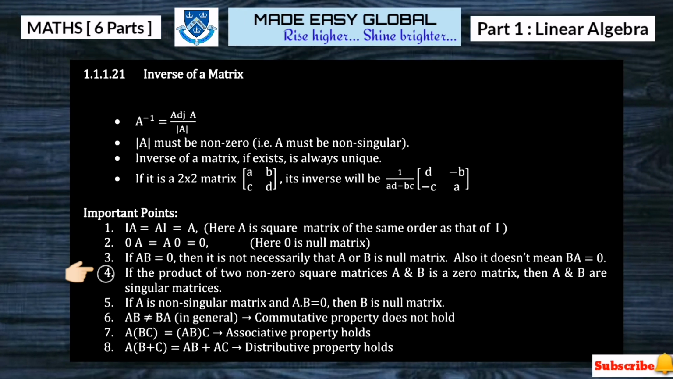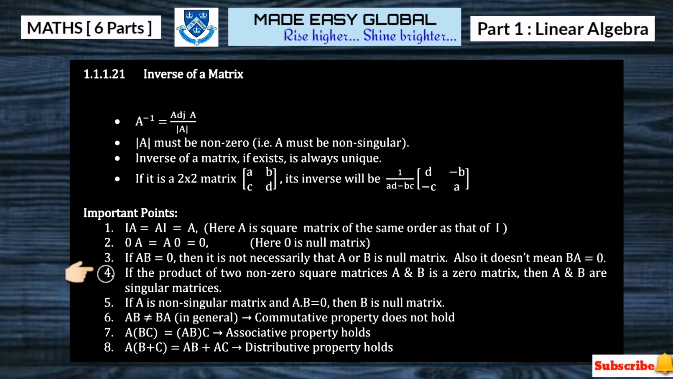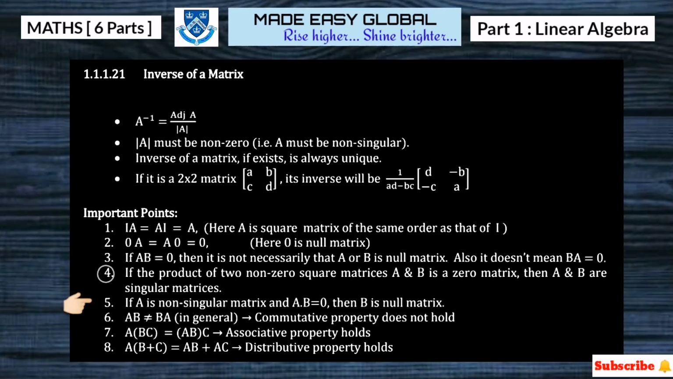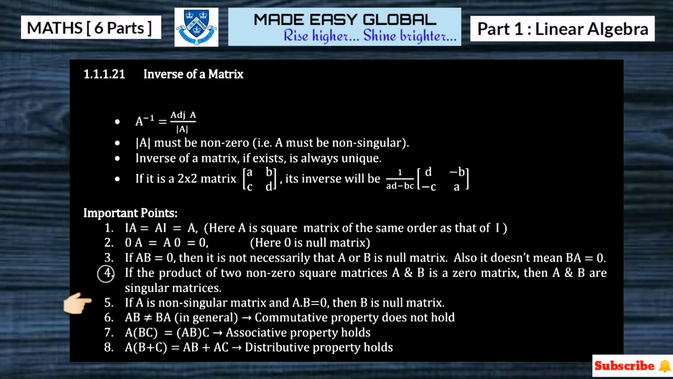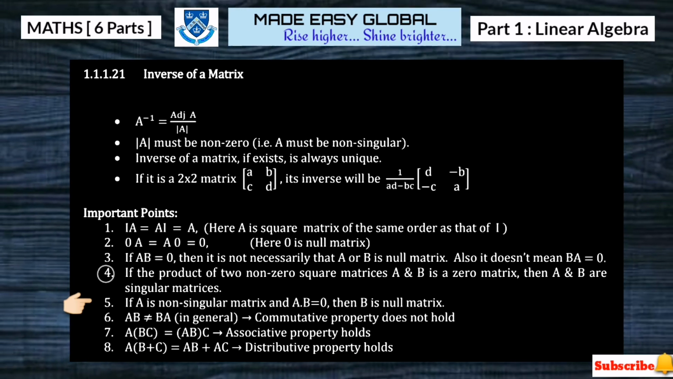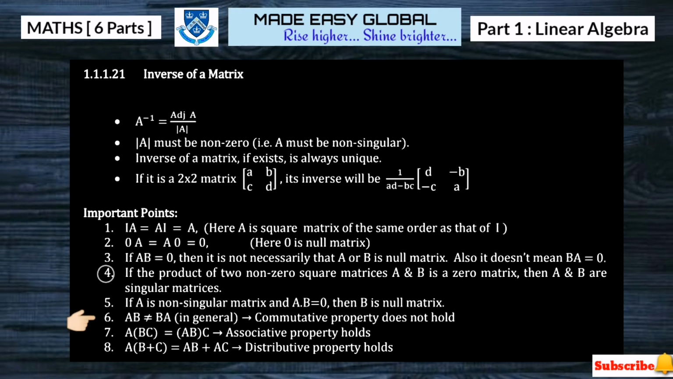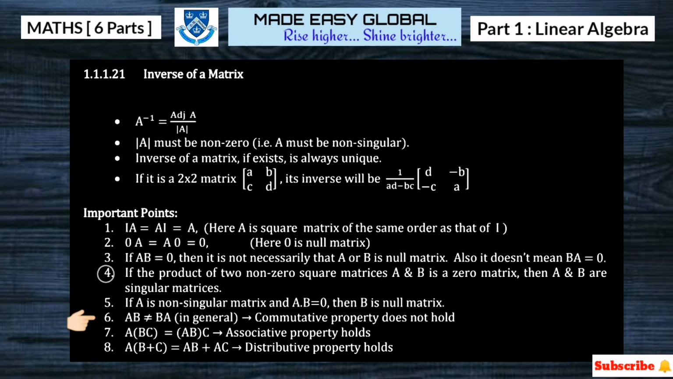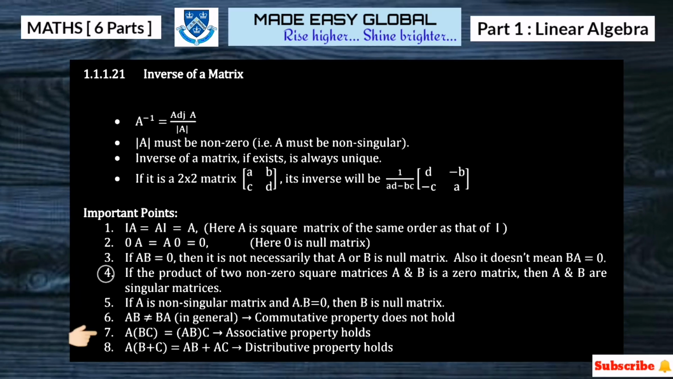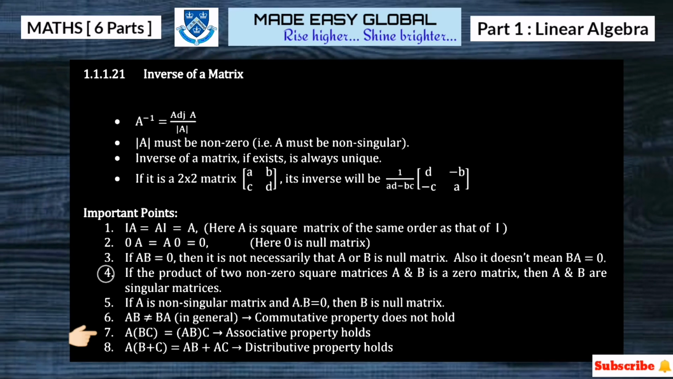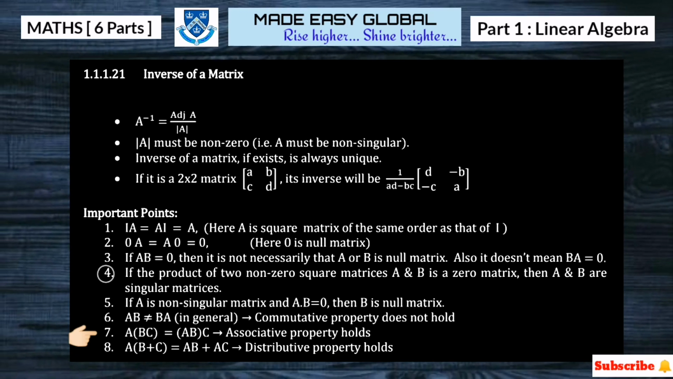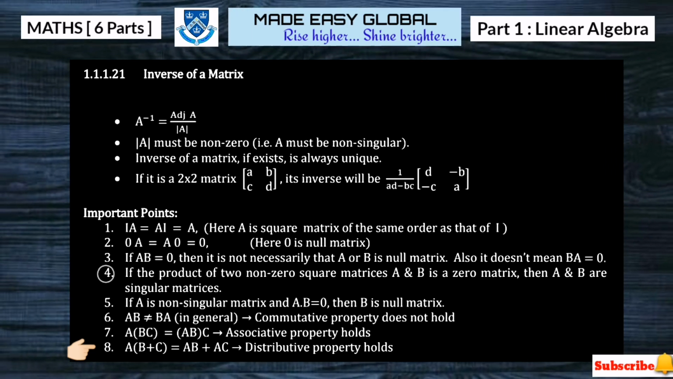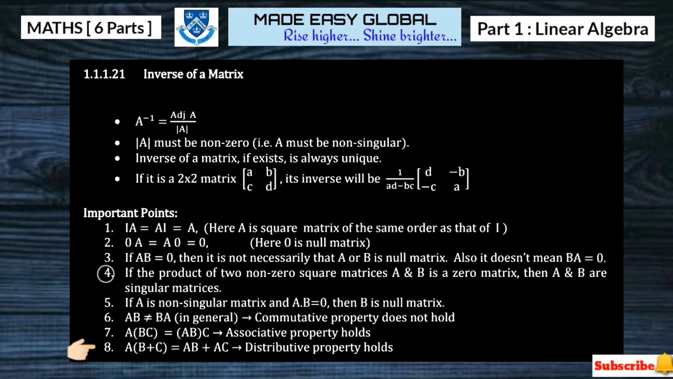Then if the product of two non-zero square matrices A and B is the 0 matrix, then A and B are singular matrices. Then if A is a non-singular matrix and A into B is equal to 0, then B is a null matrix. Then AB is not equal to BA, so in general the commutative property does not hold. The next one is A into BC is equal to AB into C, so the associative property holds. And the last one is A into (B plus C) is equal to AB plus AC, so the distributive property holds.